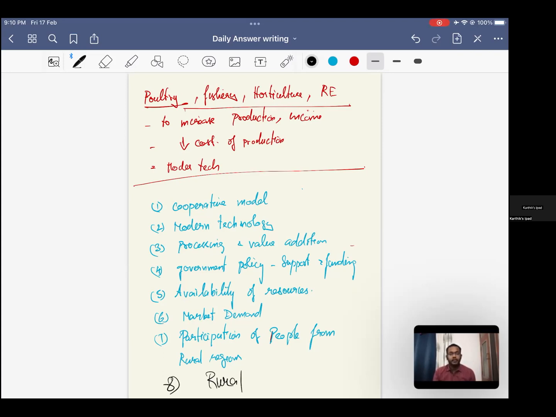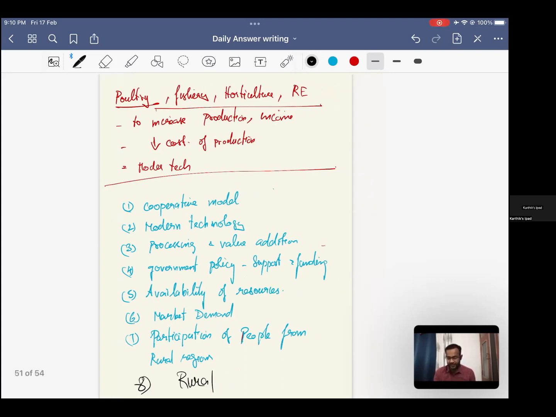If you're going to write with respect to an example, the cooperative model has to be brought in, how poultry systems can be connected, and a cooperative model will be required. Modern technology: explain with respect to modern technology for fisheries, or take each and every system and explain with respect to it. Then write the geography for it, how processing and value addition will add value to horticulture industries. The government policies which have been supporting with respect to funding, there you can speak with respect to the schemes.